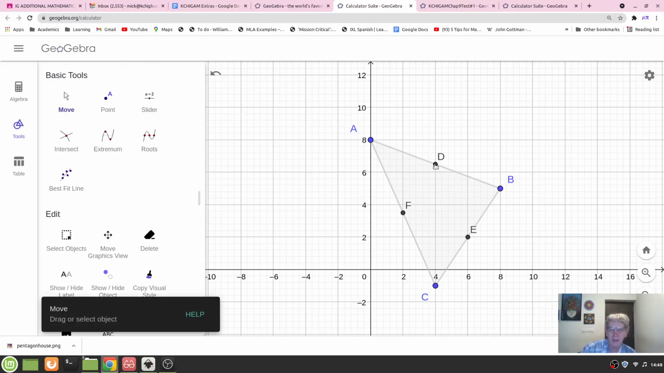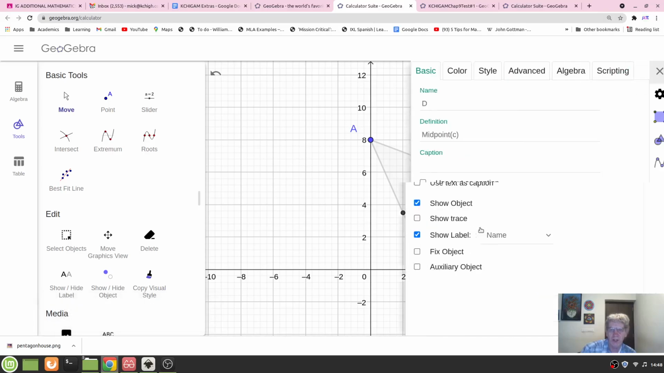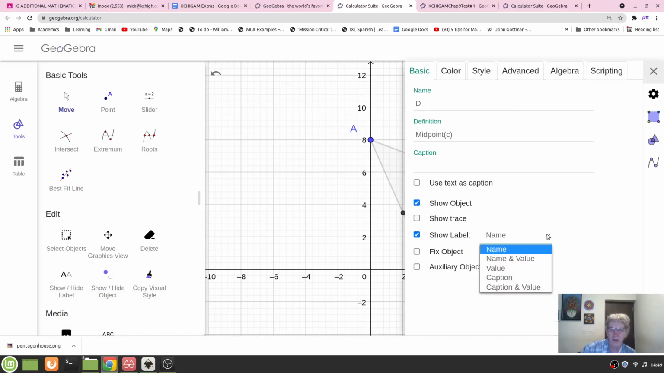I'm going to right click on D. I'm going to go to the settings. I want to now show the label and the value, the name and the value. And I want to rename it. The midpoint of AB was named, I believe, midpoint BC is P, right? So let me just check that. Midpoint of AB is P. I'm going to check that real quick. And there we have it.